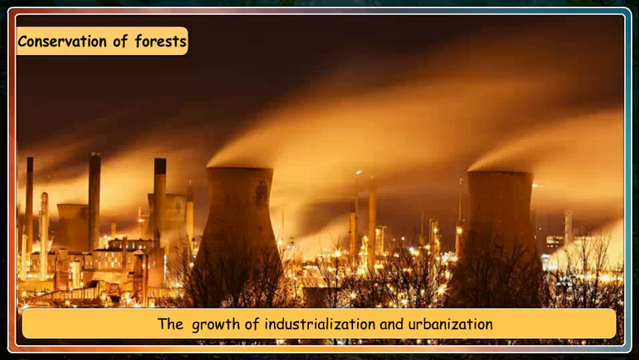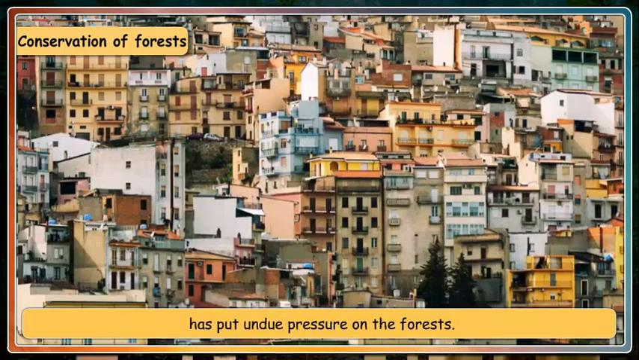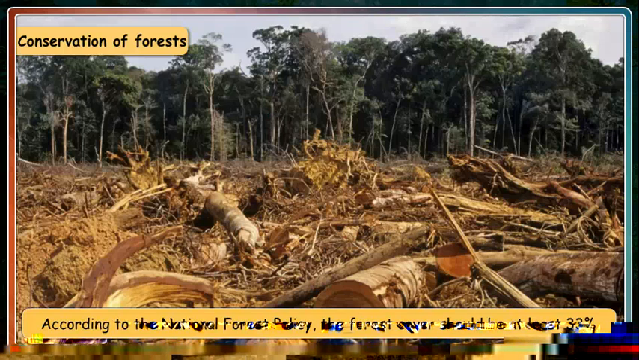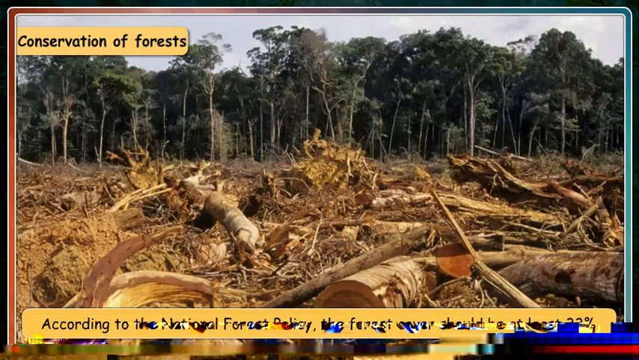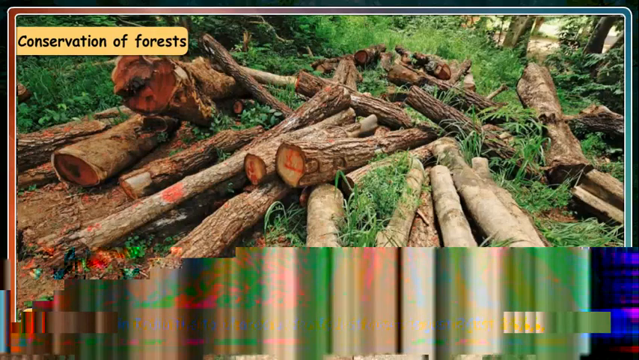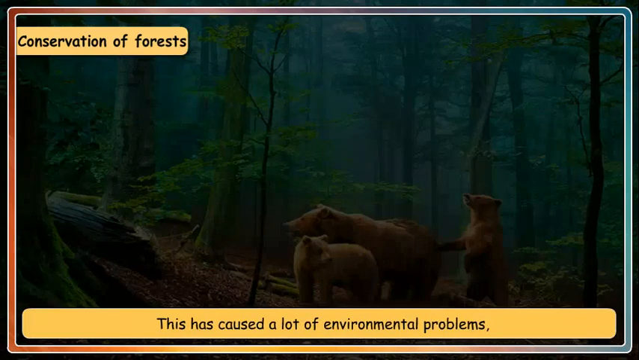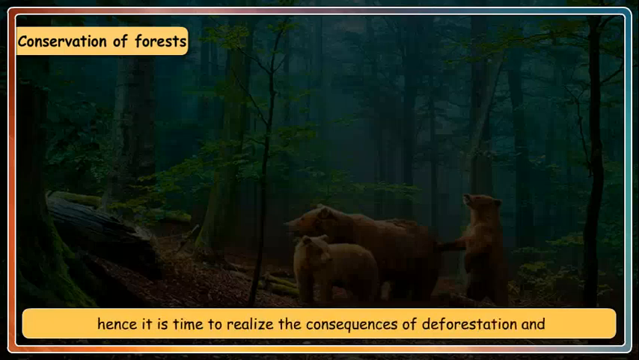Conservation of forests. The growth of industrialization and urbanization has put undue pressure on the forests. According to the National Forest Policy, the forest cover should be at least 33%, but the total area under the forest cover is just 24%, which is way below the expected value. The forests are being cleared on a massive scale to acquire land for commercial purposes. This has caused a lot of environmental problems, hence it is time to realize the consequences of deforestation and create awareness for the conservation of forests.